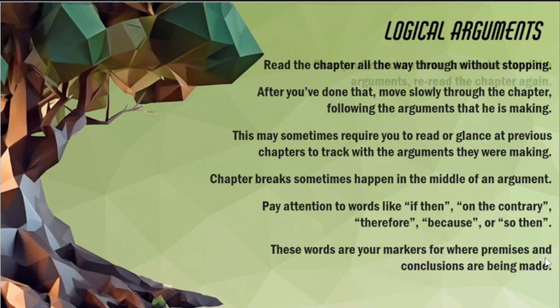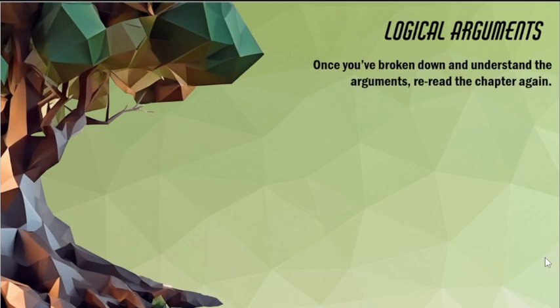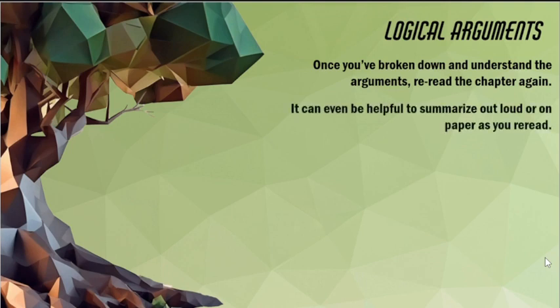Okay? Once you've broken down and understood the arguments, reread the chapter again. And why I say this is because once you understand it, it can be really helpful to read it all in its context again. Suddenly you'll find that it makes so much more sense. And so it can even be helpful to summarize out loud or on a paper as you reread. As you go through, just restate it in your own words, summarize it as you understand it.